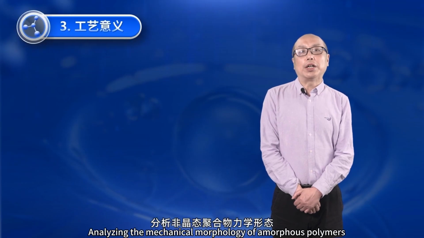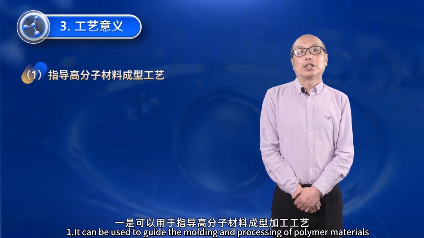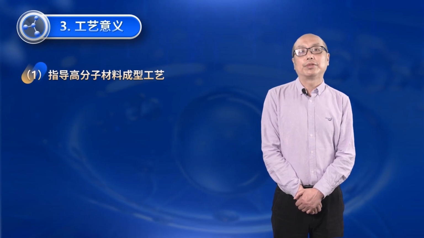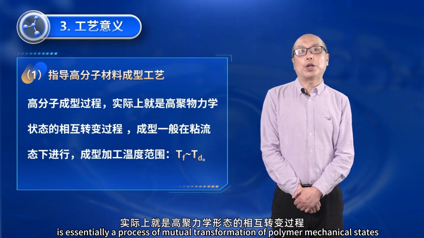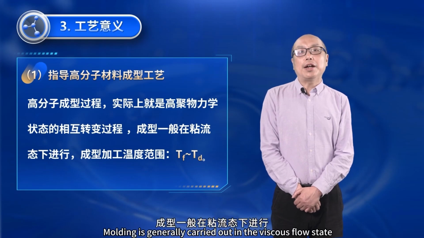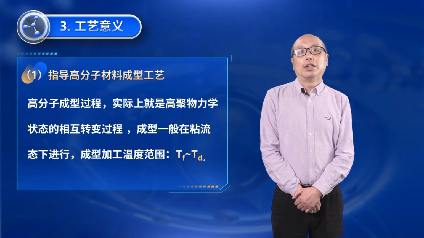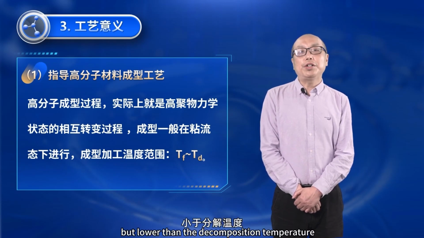Analyzing the mechanical morphology of amorphous polymers has the following practical significance. First, it can be used to guide the molding and processing of polymer materials. The molding process of polymers is essentially a process of mutual transformation of polymer mechanical states. Molding is generally carried out in the viscous flow state. The molding temperature range is higher than the viscous flow temperature, but lower than the decomposition temperature.